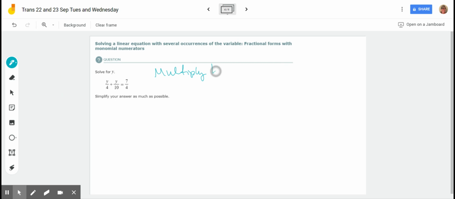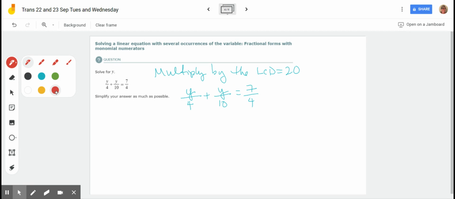Multiply by the LCD. And in this case, what's the LCD between 4 and 10? Well, 4 doesn't go into 10. So let's multiply 10 by 2. The next multiple of 10 is 20. Does 4 go into 20? Yeah. So, yay, 20 is the LCD. All right, so here we go. y over 4 plus y over 10 equals 7 over 4. We are going to multiply everything by 20.